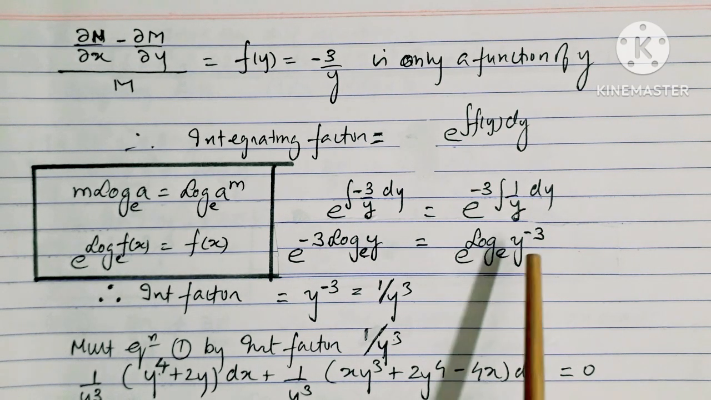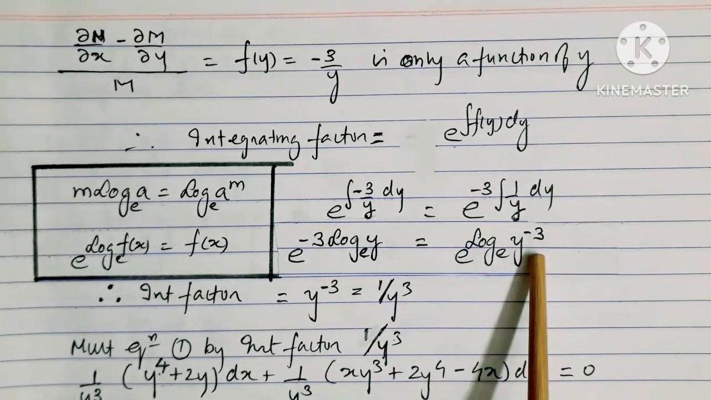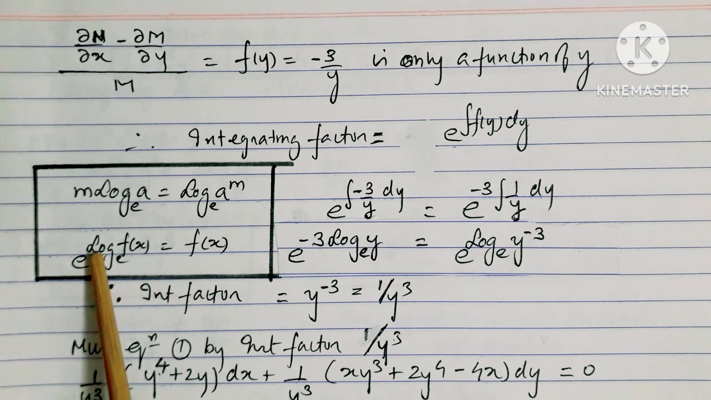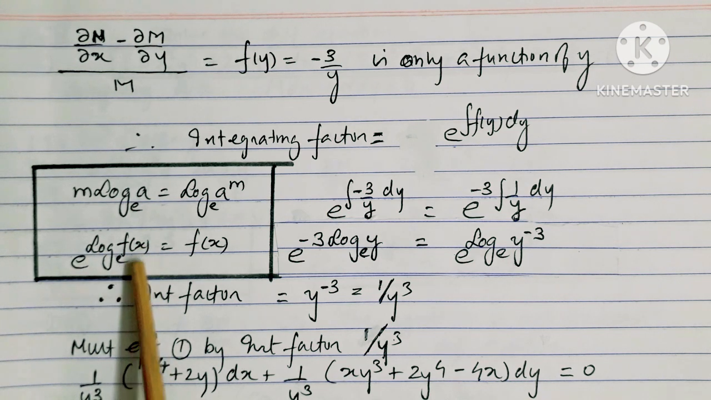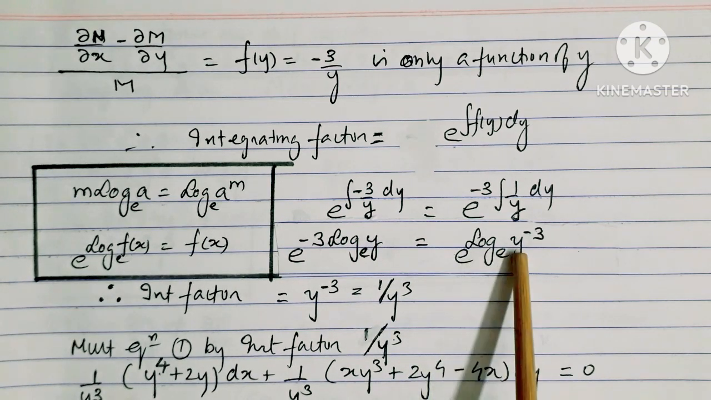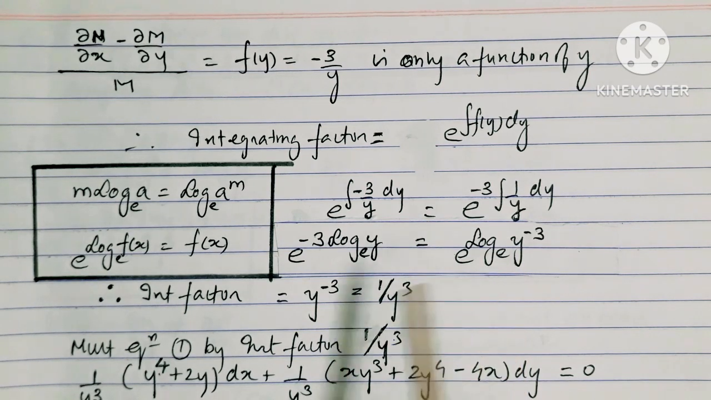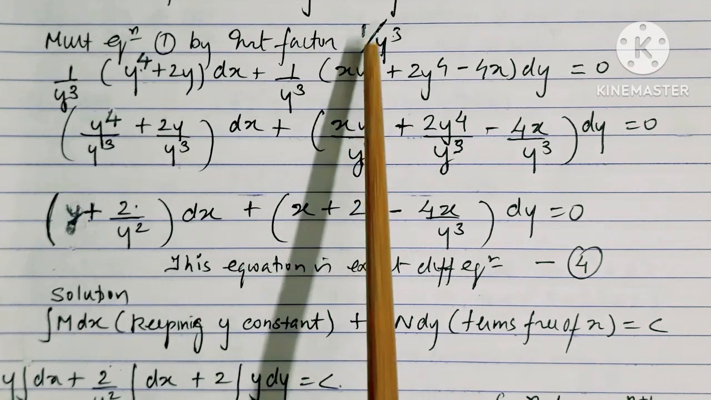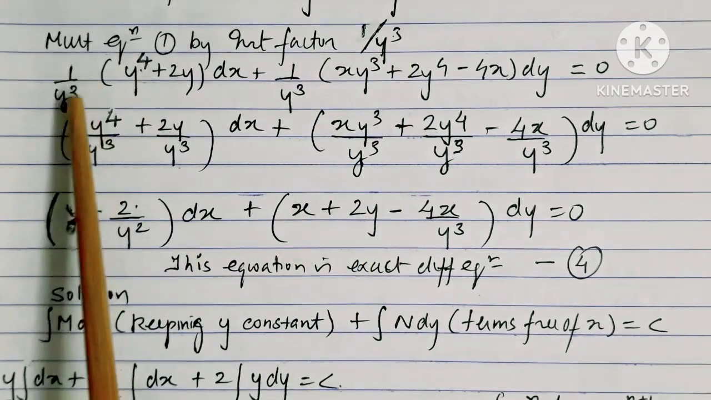base e. And we can further simplify this integrating factor by using the second property of logarithm, which is e raised to log f of x to the base e is equal to f of x. Therefore, we can write e raised to log y raised to minus 3 to the base e as y raised to minus 3. Therefore, the integrating factor is equal to y raised to minus 3, which is equal to 1 upon y cube.